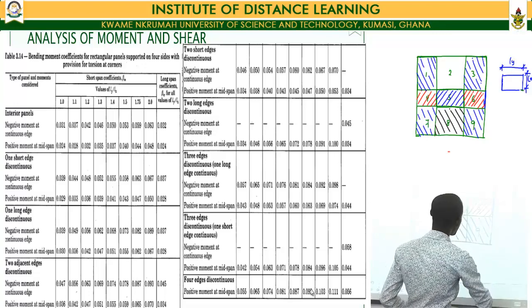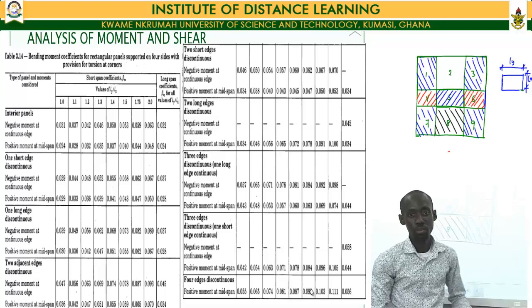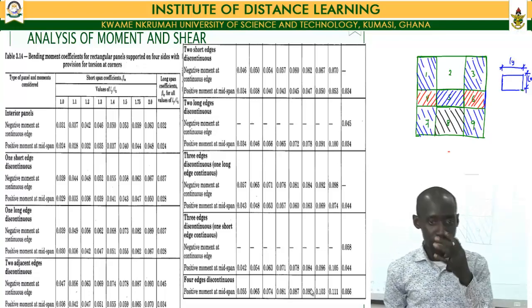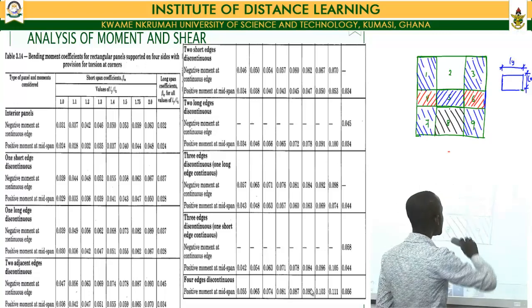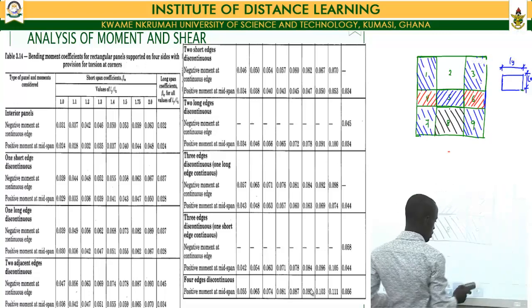Now moving on to the second part of the table. It says two short edges discontinuous. It talks about two short edges discontinuous.